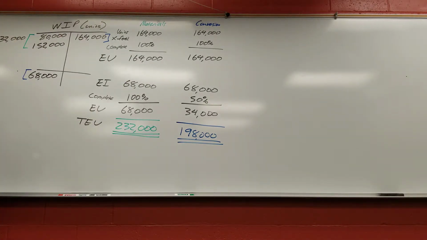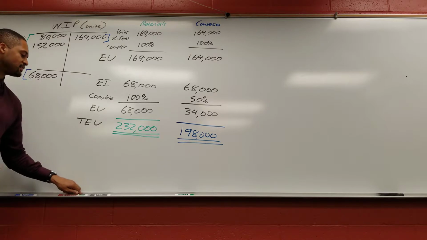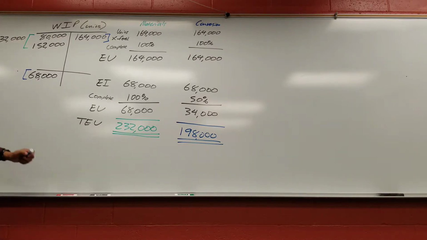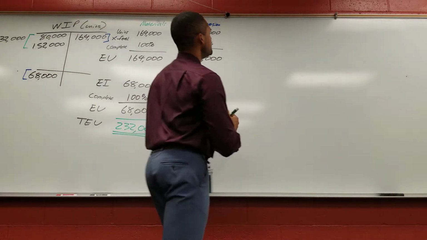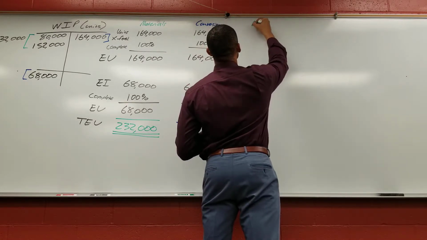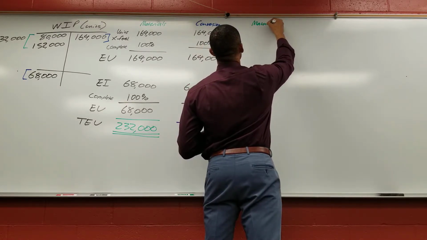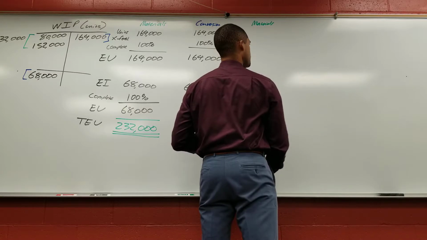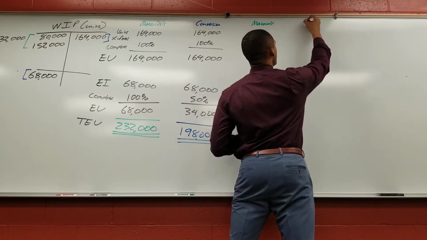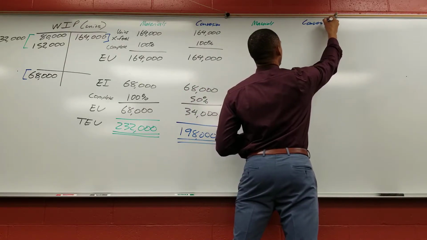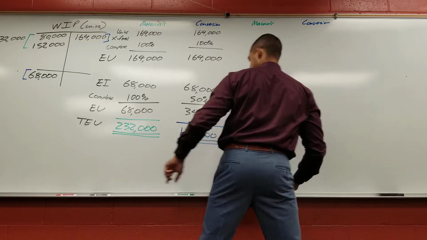And step 2 is complete. Step 3, we have to find the cost per equivalent unit. So we should set ourselves up one more time. Materials and conversion.